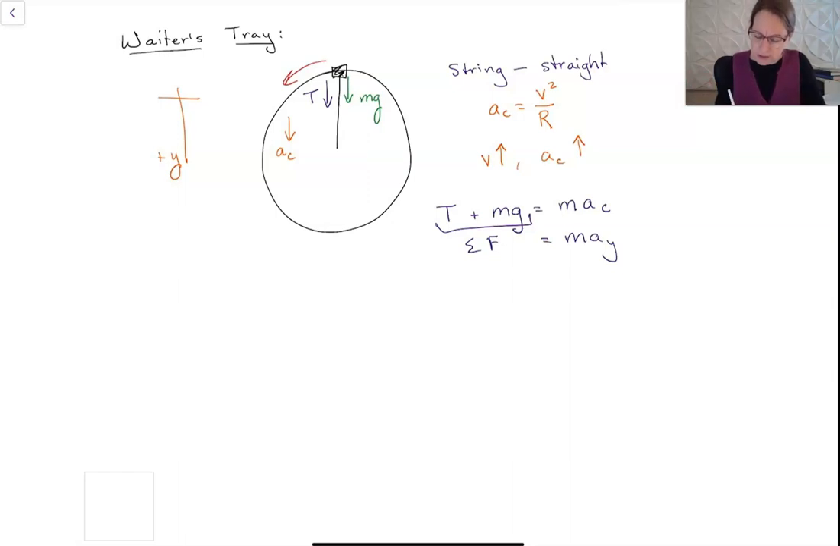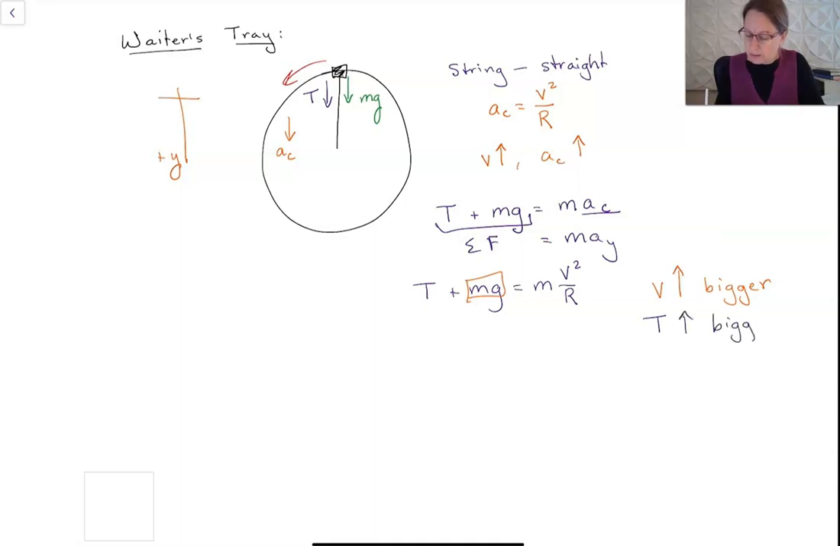So as I look at this, I have tension plus mg is equal to, replacing the acceleration, mv squared over r. So notice mg is a fixed value. That's just the mass of the object times g. But as I increase v, so as v gets bigger, then what that means is that the tension must increase, to adjust, to make this equation still hold.